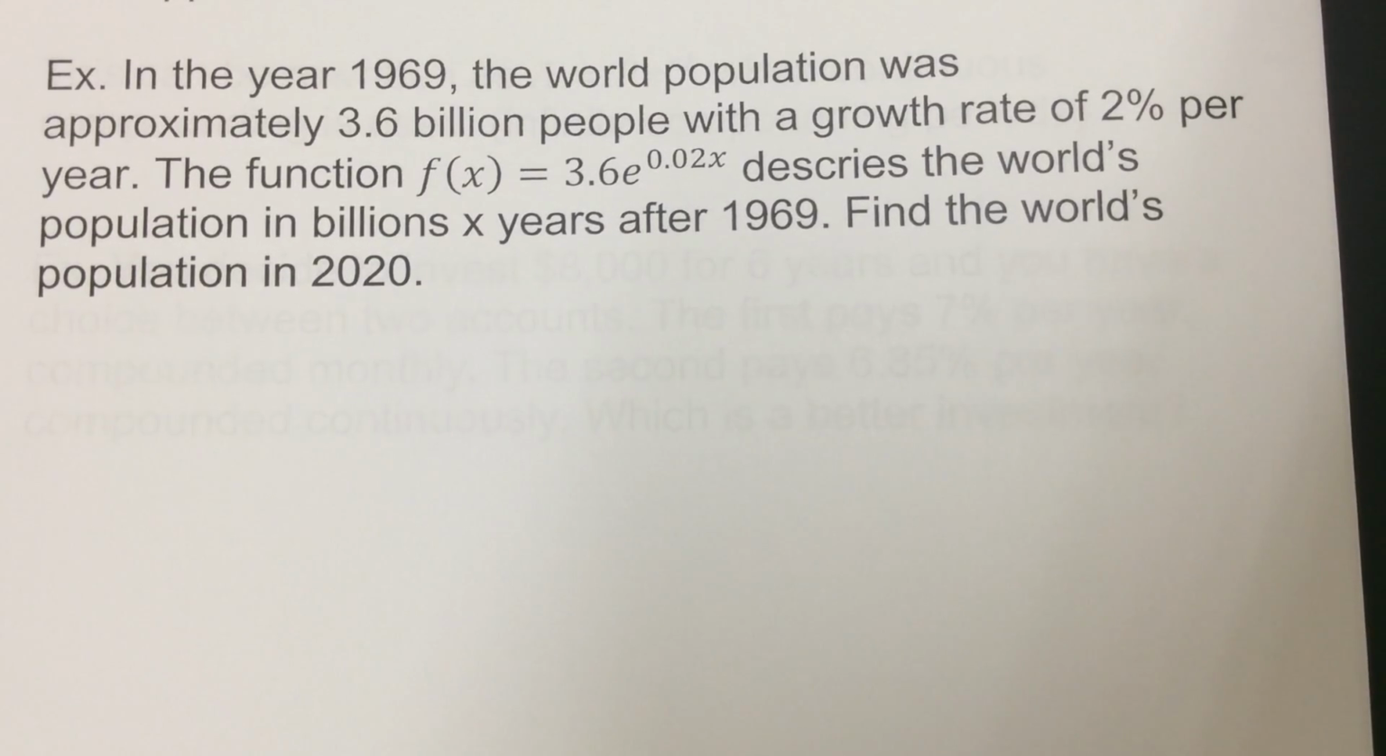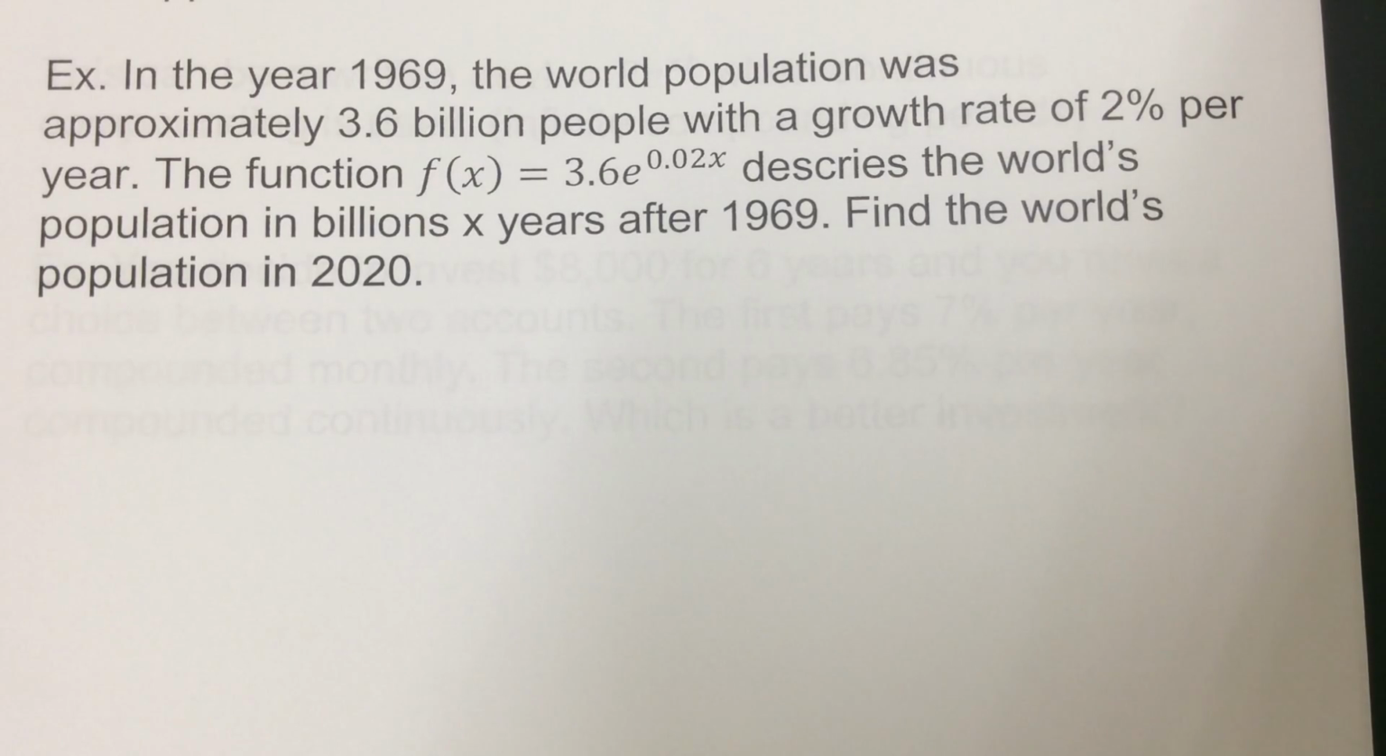So in the year 1969, the world population was approximately 3.6 billion people with a growth rate of 2% per year. The function f of x equals 3.6e raised to the 0.02x, and this should be describes, not decries, describes the world's population in billions x years after 1969. So find the world's population in 2020.